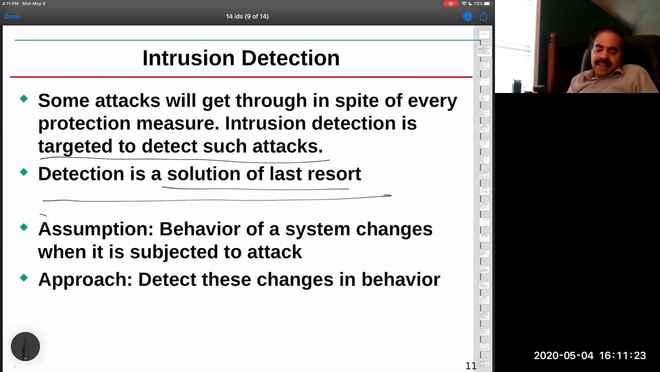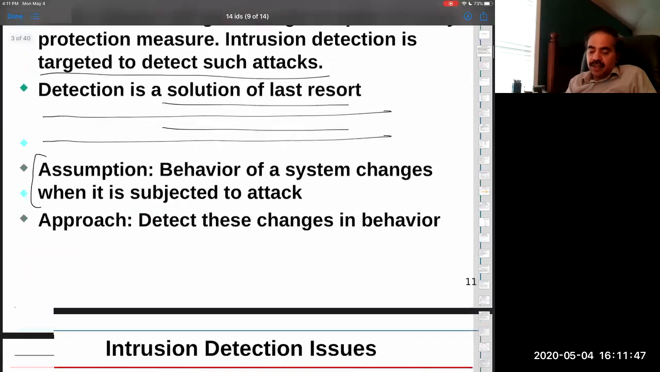And the basic idea, or rather the assumption behind intrusion detection, is that attacks are somehow different from normal use of the system. And so the goal is to identify these differences between normal use and an attack. And that's what you're trying to detect when you say you want to do intrusion detection.